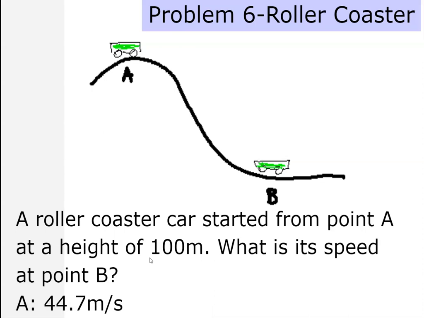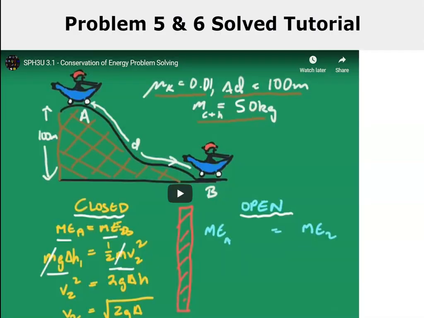Another type of problem is a roller coaster car that starts at point A and moves to point B. What's the speed at the bottom of point B? Now, I should also say that you may be asked to calculate the speed at various points throughout that fall, in which case, of course, you may have some kinetic energy, some potential energy. In another video, which I will provide a link for on screen, I've solved both of those questions and done a full tutorial on them. So if you want to look at those, you'll see how to solve them.